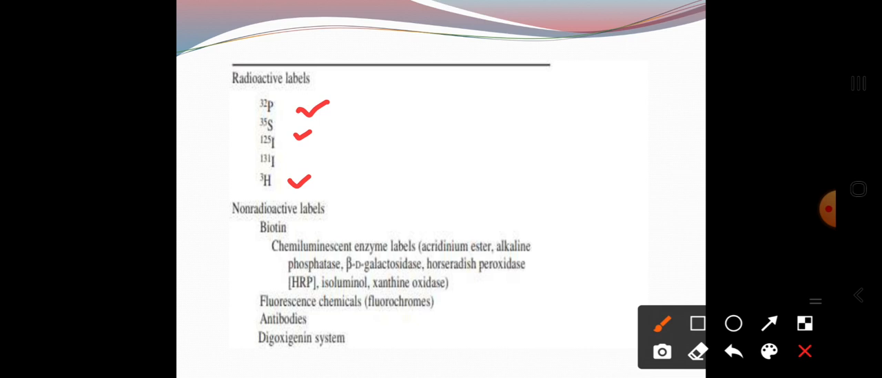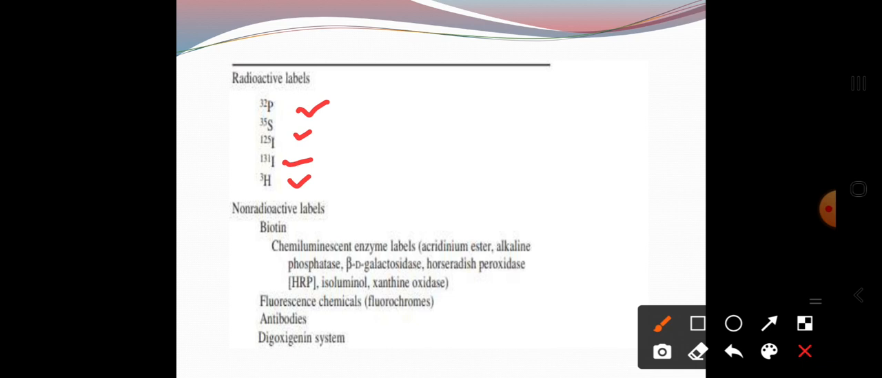Now another one is iodine labeled isotopes. It has declined in use since the 1980s. This type of radiolabeled probe is not used now. These iodine labeled probes were used in in situ hybridization techniques.